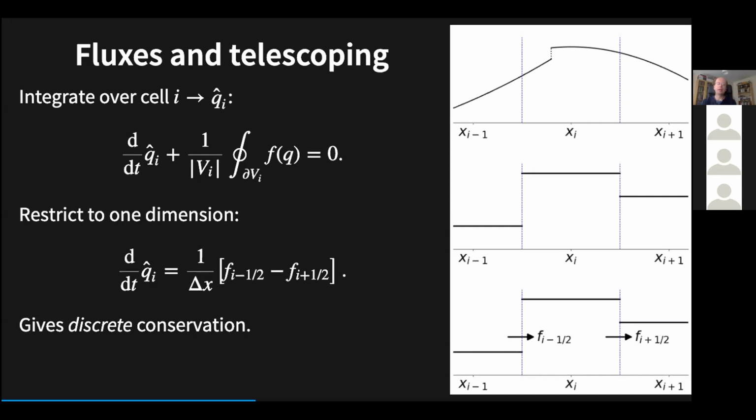So to be concrete, let's restrict to one dimension, which is what the figure on the right-hand side is doing. We've got our general solution, which is a smooth, cosine-like behavior with a jump within the ith cell. We're going to represent this by the integral average, by integrating over each cell.